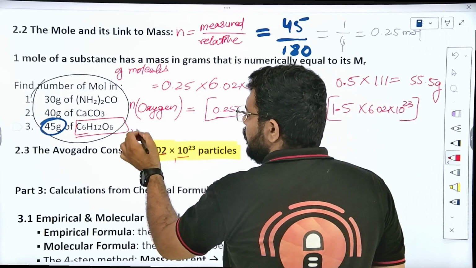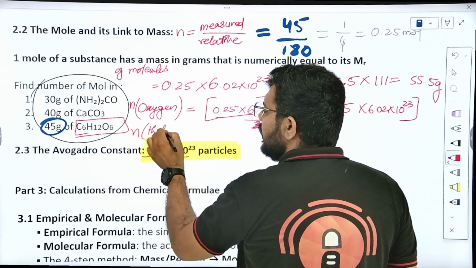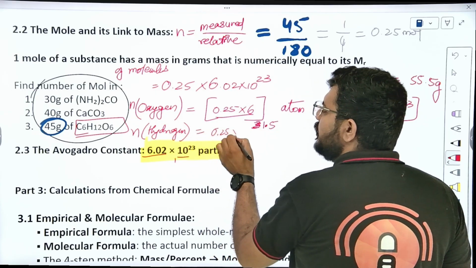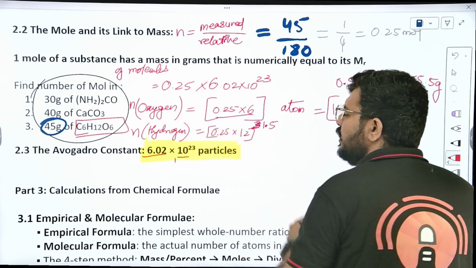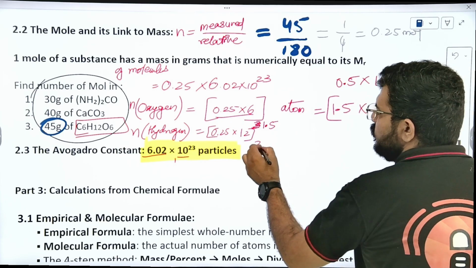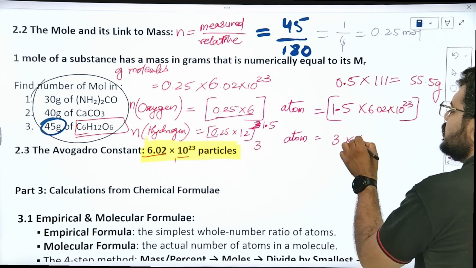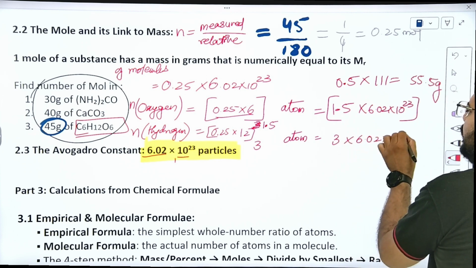Moving on, the number of hydrogen, right? So for hydrogen, I have 0.25 multiplied by 12, so this will give you 3. The number of atoms is equal to 3 into 6.02 into 10 to the power 23.